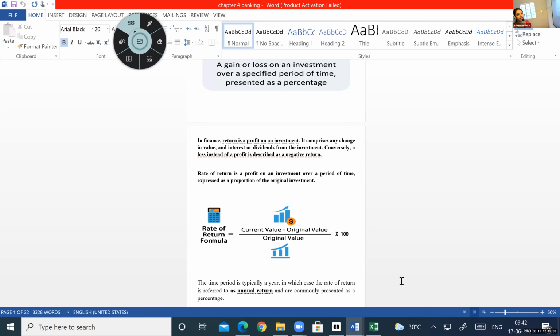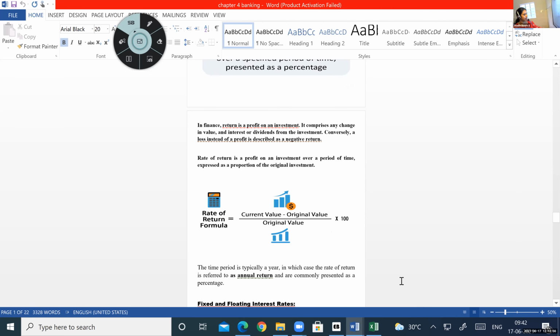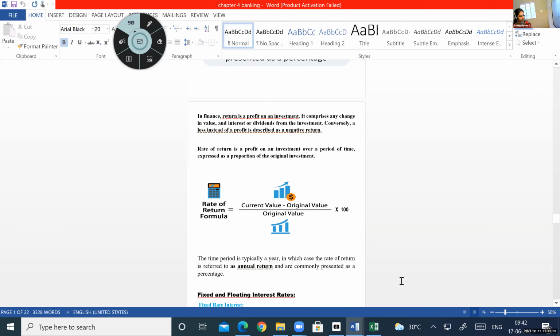Those who were absent in the previous class. Rate of return is equal to current value minus original value divided by original value into 100.